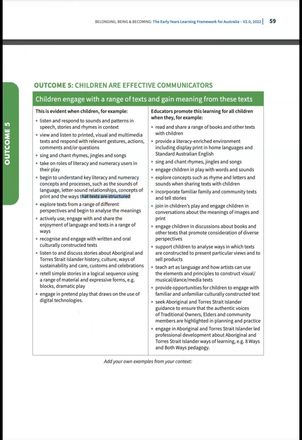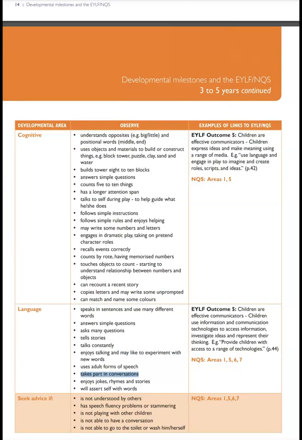So from here you can find a lot to add to your analysis, such as Eliana able to recognize and engage with written culturally constructed text. She also engaged in oral culturally constructed text because she technically is not reading but reciting it by heart. Retell simple stories in a logical sequence using a range of materials. In our case, she is using a book, but if a child is using puppets or dramatic play, that's what you would add. So this is how you use these two wonderful books.